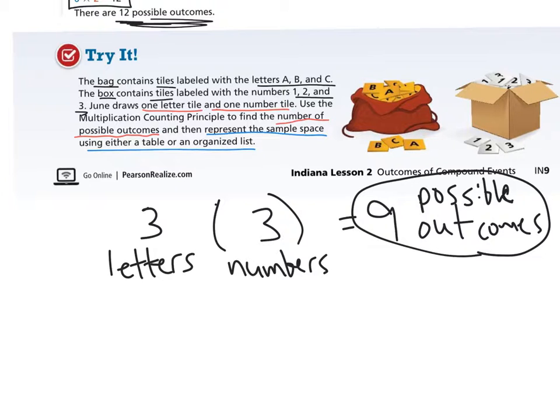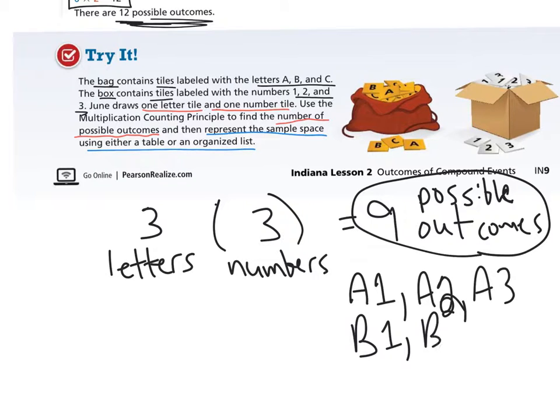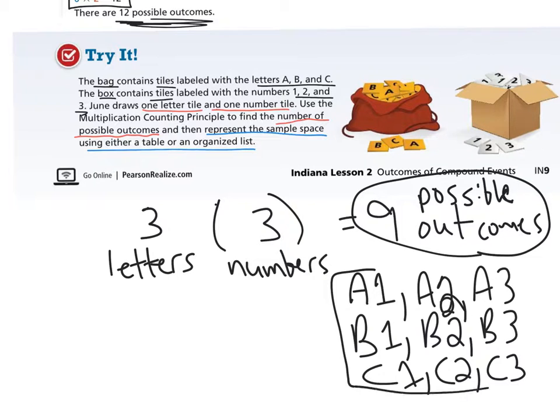And then we can list out our possible outcomes. So possible outcomes, we could have A1, A2, A3. What else? B1, B2, B3. Good. C1, C2, C3. Okay, so we can see then there are our 9 possible outcomes. We know we've written them all there.